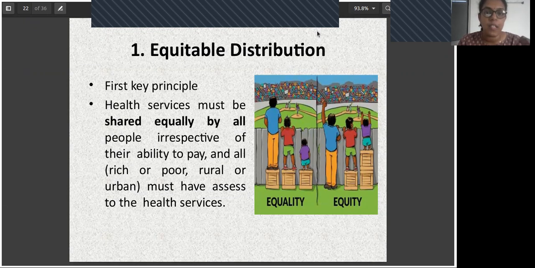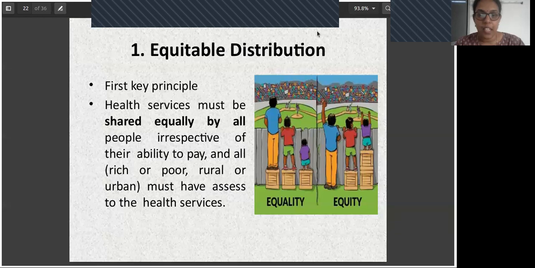The first and foremost is equitable distribution. Primary healthcare is based on equitable distribution. What do you mean by equitable distribution? If you see the cartoon here, you can see there is equality and equity. Do you think the words are the same? No, they are quite different.